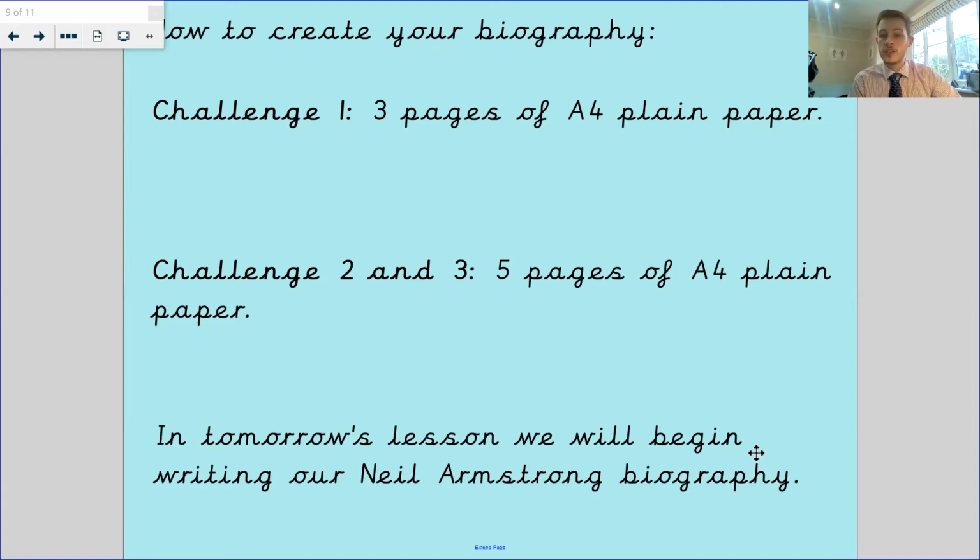So if you're a challenge 1, you need 3 pieces of A4 paper. And if you're challenge 2 and 3, I need you to get 5 pieces of A4 paper. And in tomorrow's lesson, we're going to begin by writing in some of the things. So let me show you what you need.